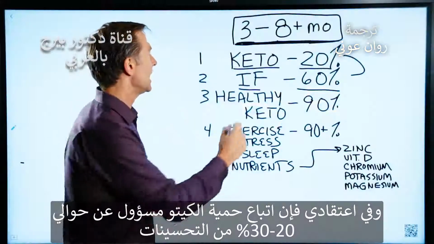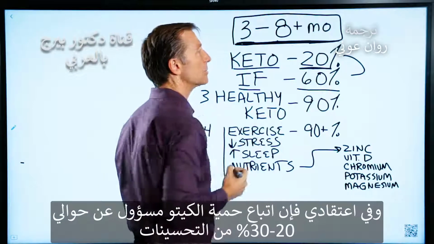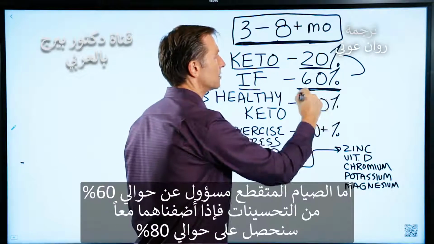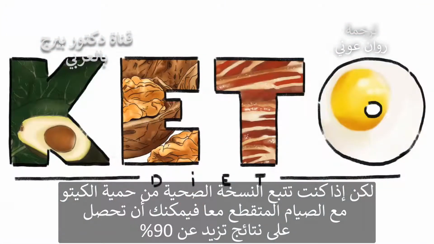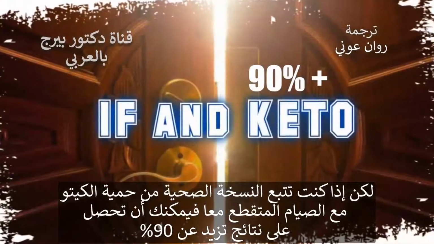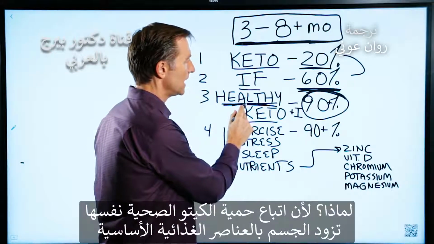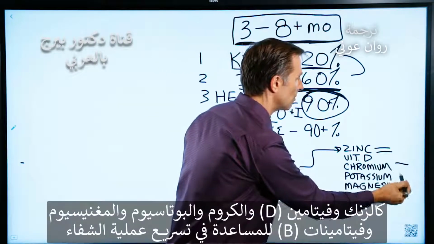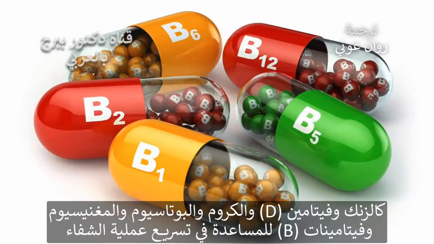Now, my guess is that doing keto is responsible for maybe 20 to 30% of the improvements. Intermittent fasting is responsible for about 60% of the improvements. If we add those together, we get about 80%. But if you do the healthy version of keto with intermittent fasting together, you can get 90+% results. Why? Because the healthy version of keto itself supplies the key nutrients, okay, zinc, vitamin D, chromium, potassium, magnesium, the B vitamins, to help speed up the process.